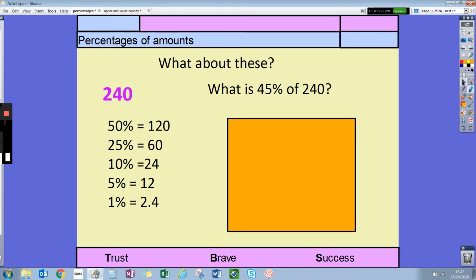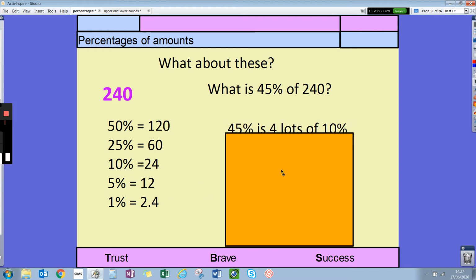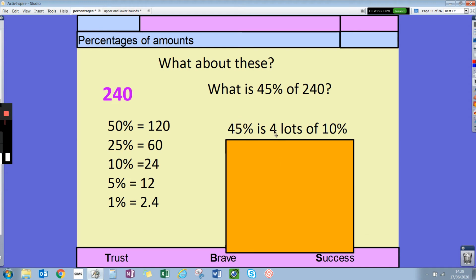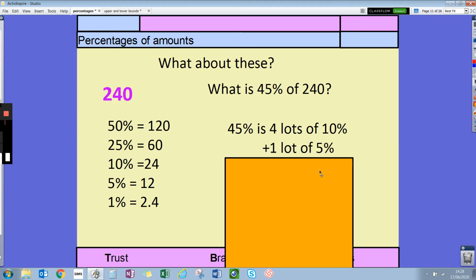So now we've got these percentages here again, just from the last slide. 45% of 240. There are a couple of different ways of doing it, but the way I saw it was 4 lots of 10 and 1 lot of 5, because 40% would be 4 lots of 10, and then 1 lot of 5 would give us that 5%.